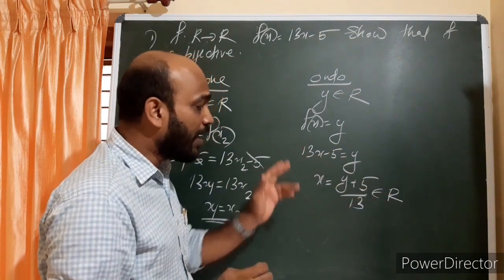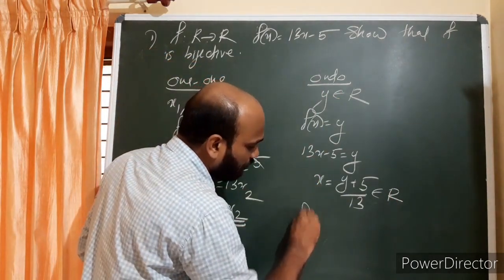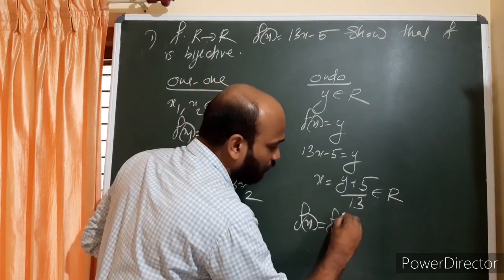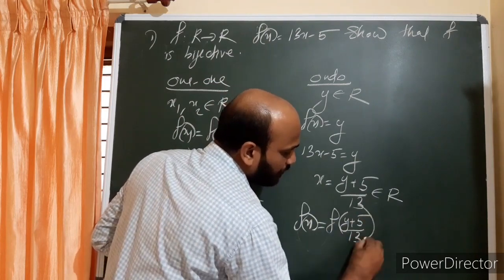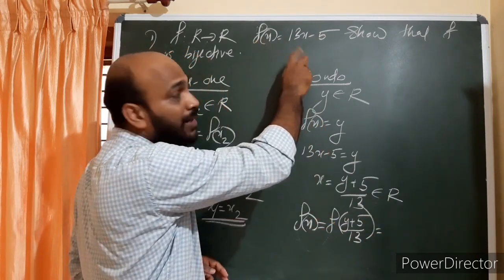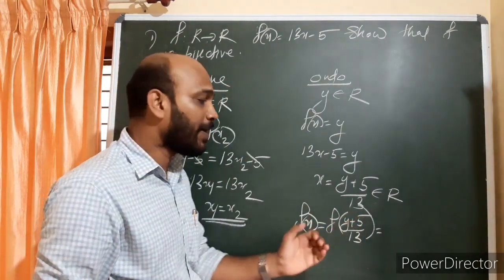Now you have to show that the image of x equals y. For that, you have to find f of x. f of x means f of (y plus 5) by 13. This one you have to substitute in the formula. f of x equals 13x minus 5. In place of x, we have to write (y plus 5) by 13.